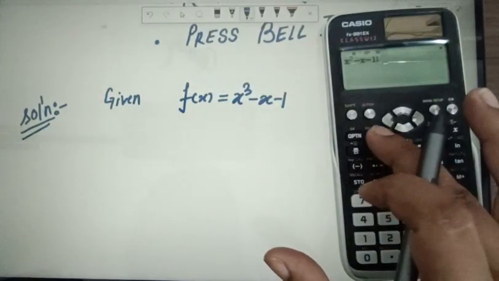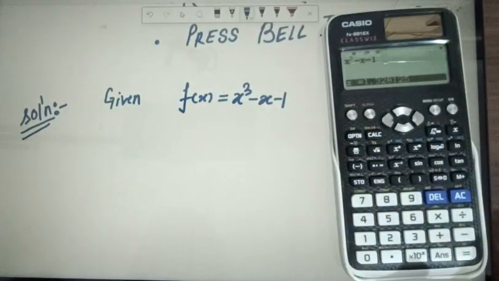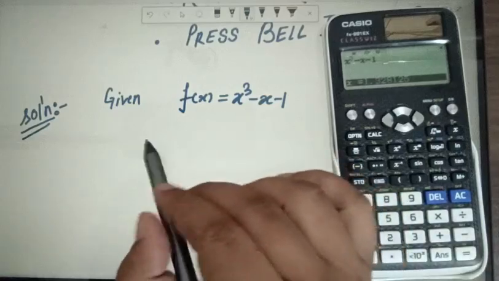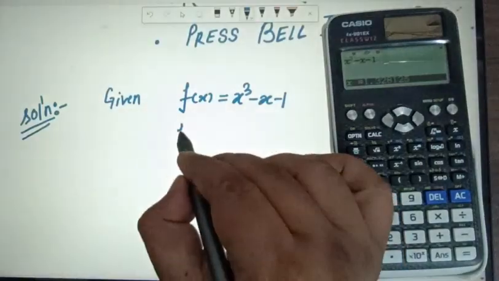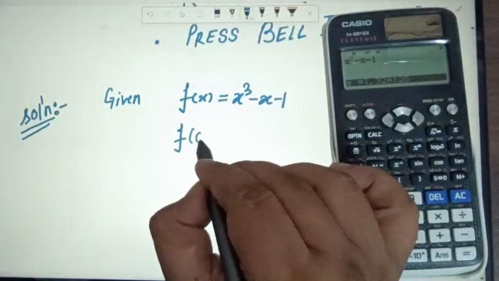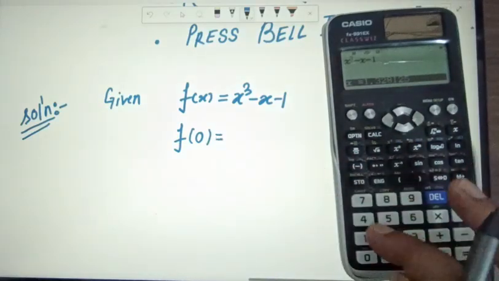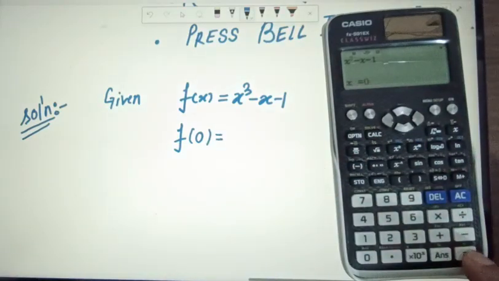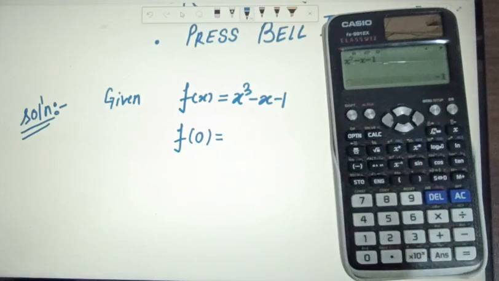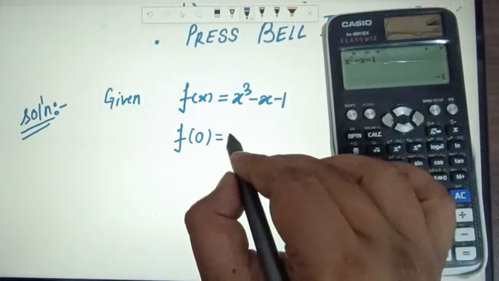So I will press calc. It will ask the value of x. First of all, I would like to give the value as 0. So I want the answer. What about the 0 here? So I will type 0, then I will press equal. So you will get the value of that, which is minus 1.